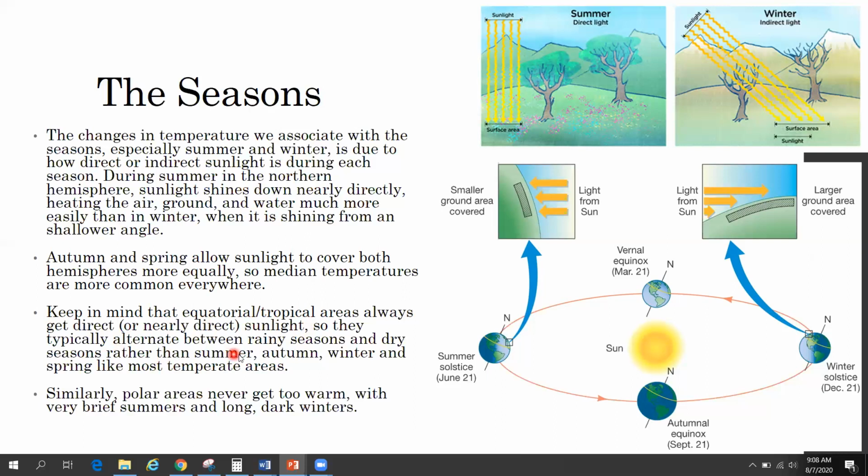So they typically alternate not between the 4 seasons we've been talking about, but basically just 2 main seasons, rainy seasons and dry seasons. And you've probably read about that, learning about some different tropical areas. Maybe you even know some folks who live there, or maybe you're from there yourself. And so maybe you have some experience with that. But again, here in Georgia or any other temperate region, both in the northern and in the southern hemispheres, we get those typical seasons that we think of: spring, summer, fall, and winter.